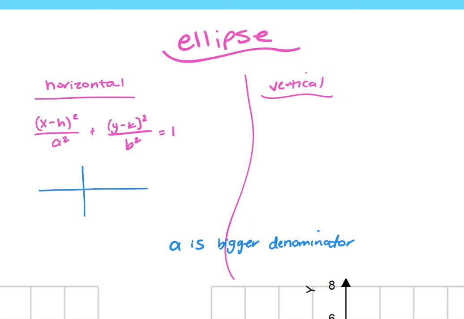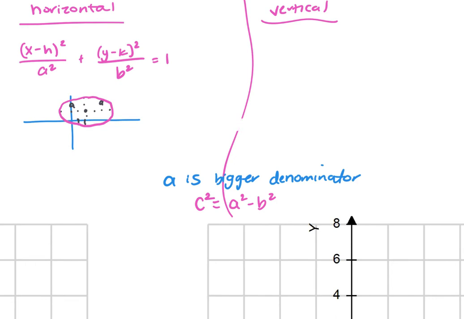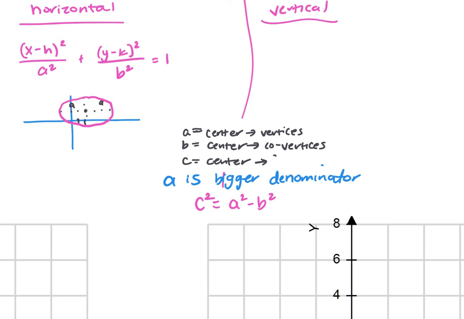We would plot the center. We would go right and left a, up and down b, and then draw the ellipse. Your c squared equals a squared minus b squared for an ellipse, and the c is the distance from the center to the focus. So a equals center to vertices. b, center to covertices. c, center to foci.